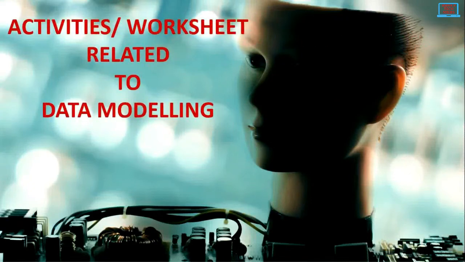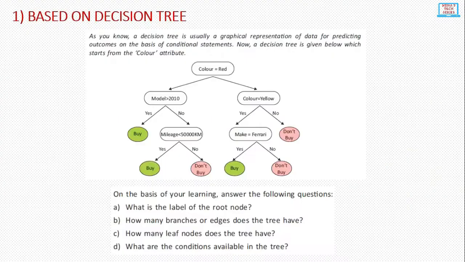Now let us look at some activities or worksheets related to this unit. First one is based on decision tree. Now, as you know, a decision tree is usually a graphical representation of data for predicting outcomes on the basis of conditional statements. So, a decision tree is given below, which starts from the color attribute. So, on the basis of your learning, you have to answer the following question.